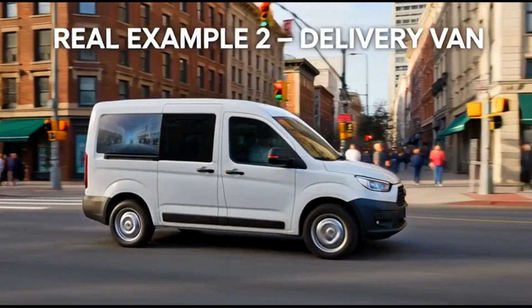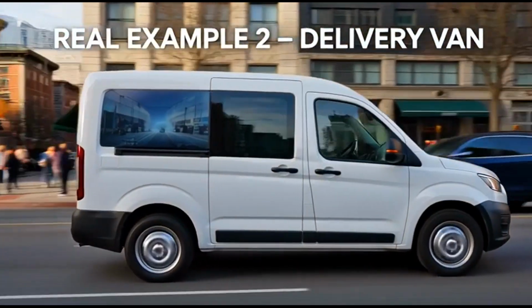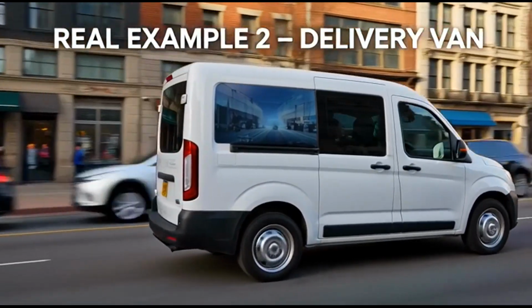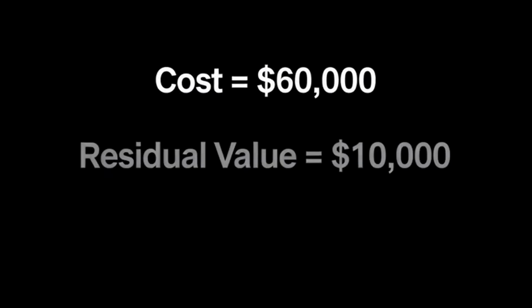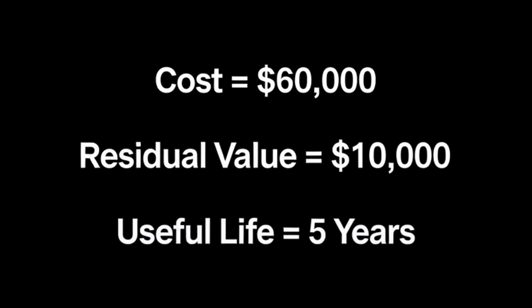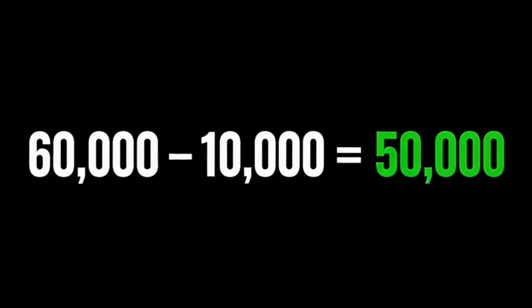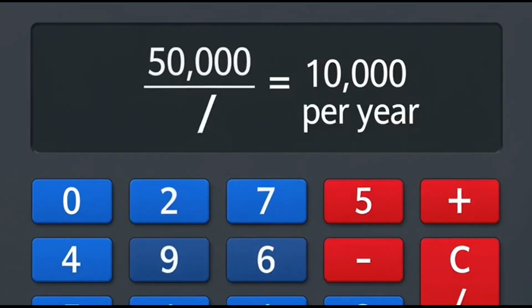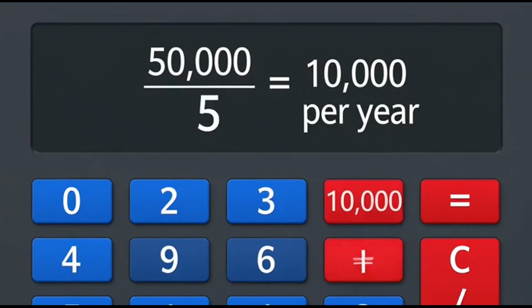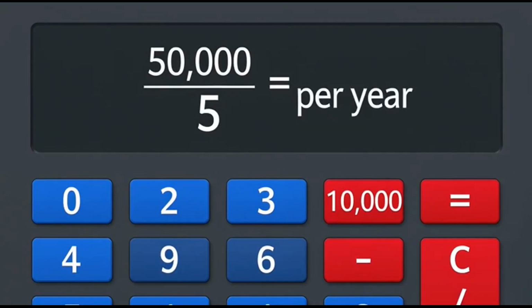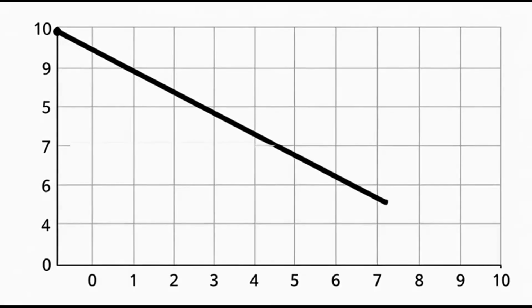Now let's take a second real-life example. $50,000 divided by 5 equals $10,000 per year. That's why it's called straight line.